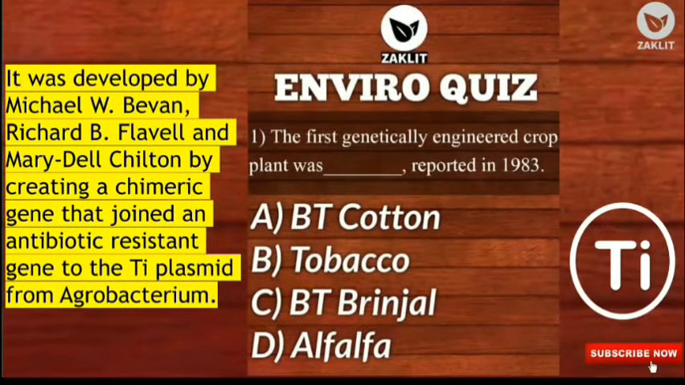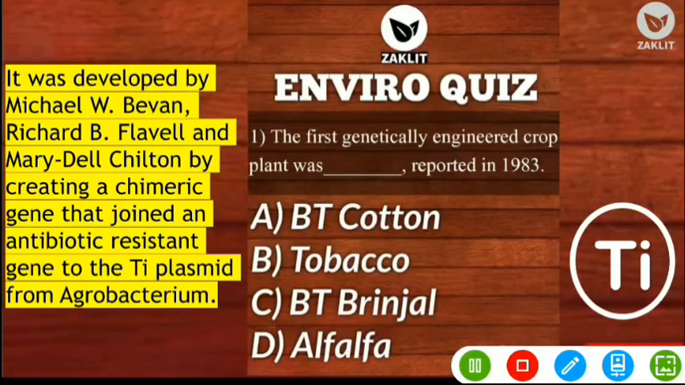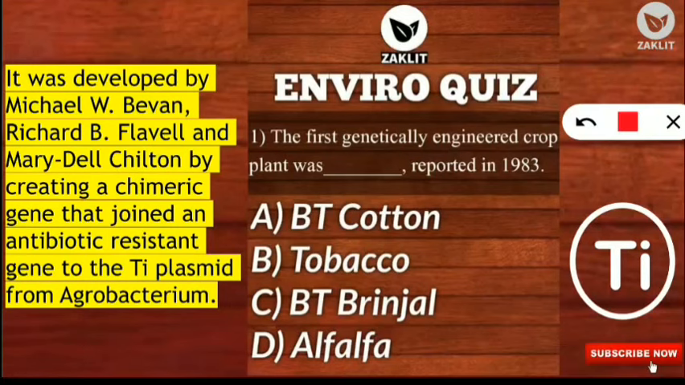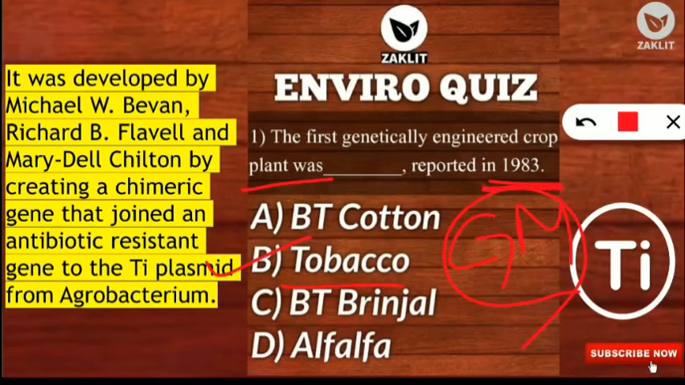The first question was: the first genetically engineered crop plant was what, which was reported in the year 1983. So here the options are on your screen. I'll wait for certain seconds, then I'll reveal the correct option. So here the correct option will be option number B. Tobacco plant was the first GM crop, that is genetically modified crop, reported in the year 1983, and it was developed by Michael W. Bevan, Richard Mary by creating a chimeric gene.